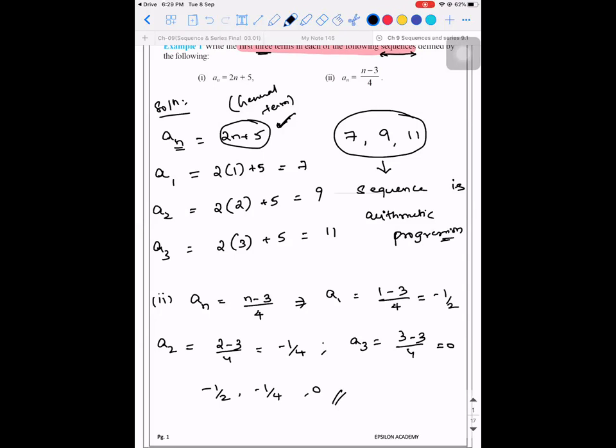If you observe them, this also follows geometric progression. Sorry, arithmetic progression. What is the difference between the numbers? Minus 1 by 4 plus half. It is 1 by 4. 0 minus of minus 1 by 4. It is 1 by 4. It is still an arithmetic progression. Are you guys able to understand this?